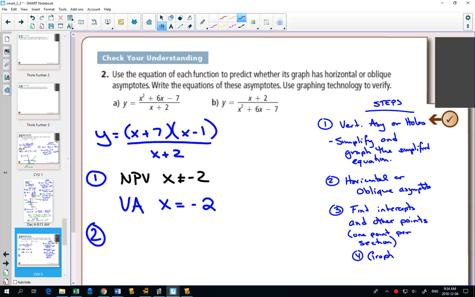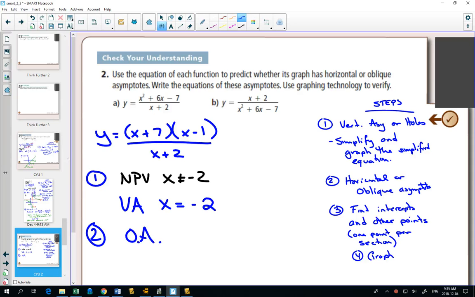After step 1, it says simplify, which we factored. We have to graph the simplified equation. Nothing canceled out, so we're still going to graph the entire equation like we started with. Step 2, horizontal or oblique asymptotes. What's the biggest degree in this one? It's an x squared, so we have the biggest degree in our numerator. What does that mean? Oblique asymptote or horizontal asymptote? It's going to be an oblique asymptote.